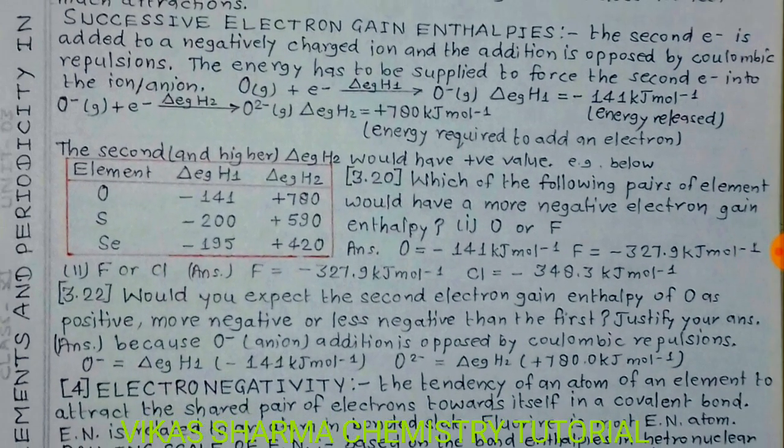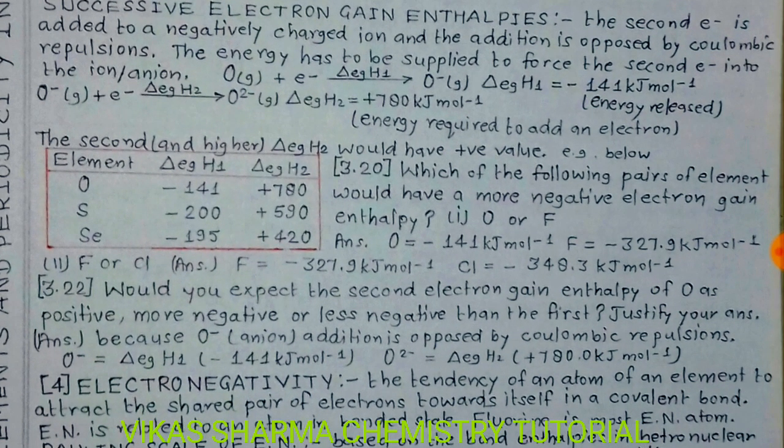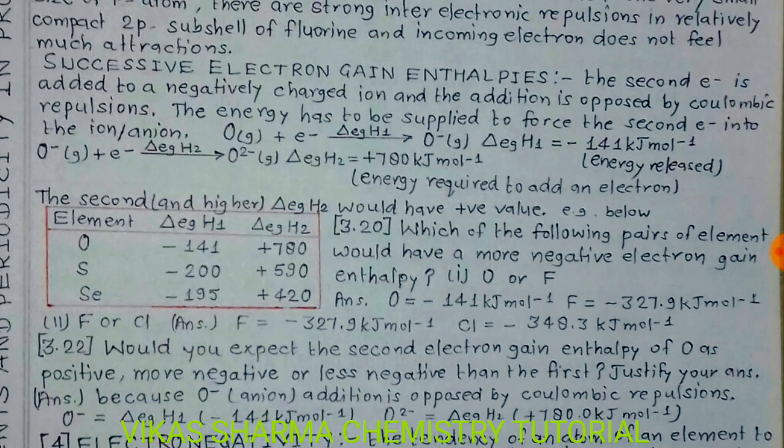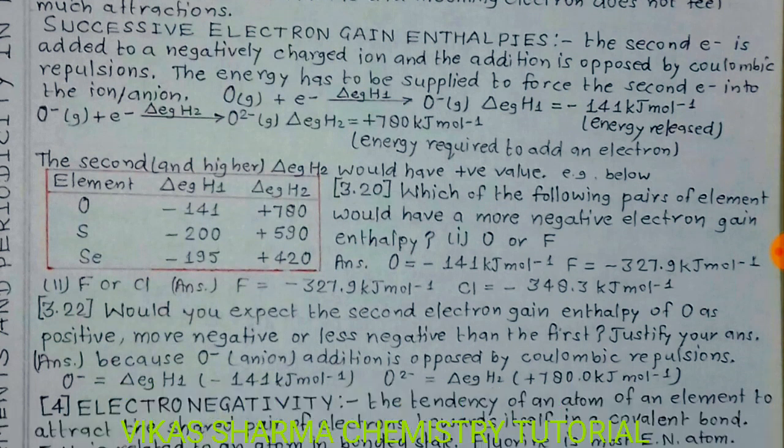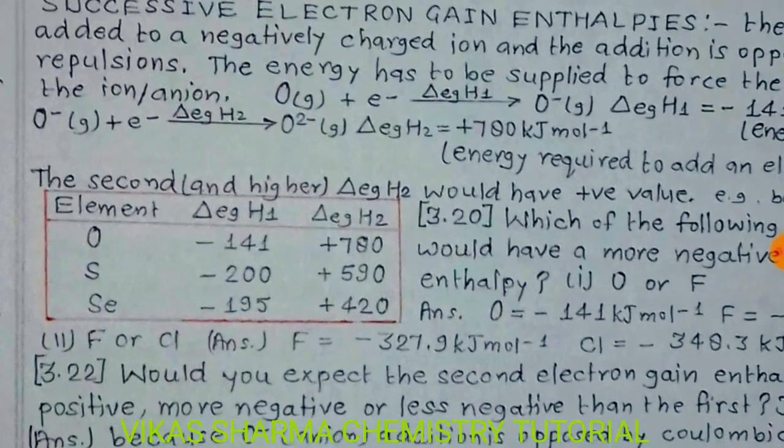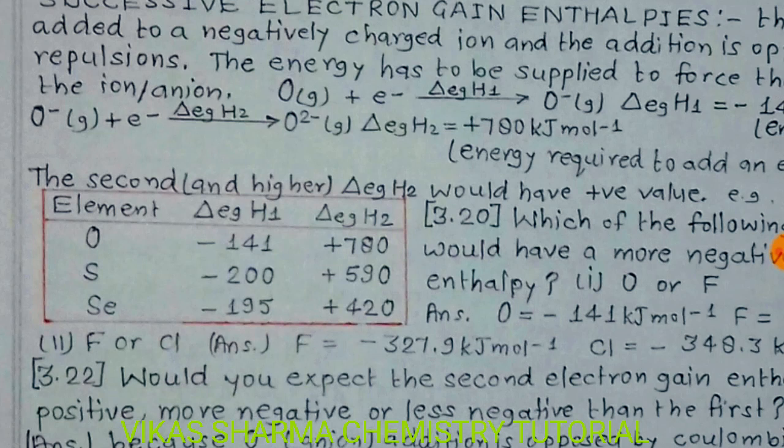So student, according to this topic, question number 3.22 is totally based on this. In tabular form you have seen the different types of electron gain enthalpy.